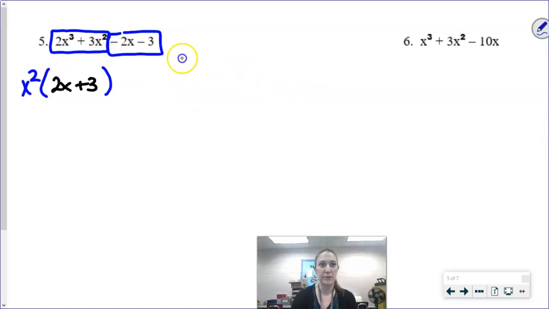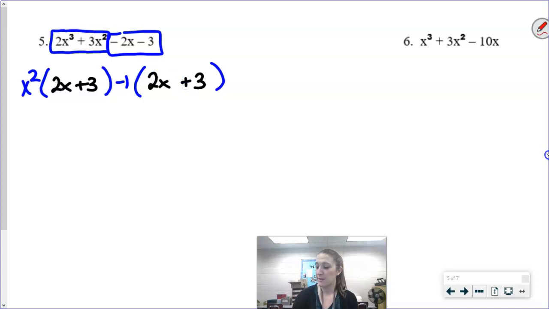Now careful on the last group. There's not really anything to take out other than the fact that there's negatives, which is kind of weird, and I need this first term to be a positive 2x. So I will have to factor out a negative 1. And when you factor out a negative 1, look what happens to the rest of the factor. Taking out a negative 1 from here and here gives you a positive 2x and then a positive 3.